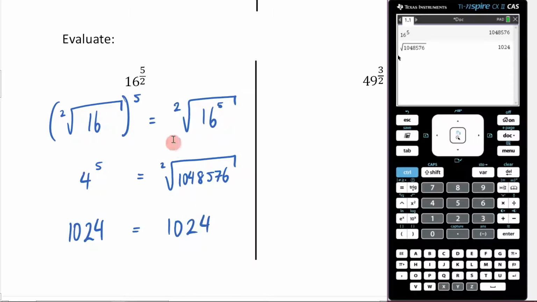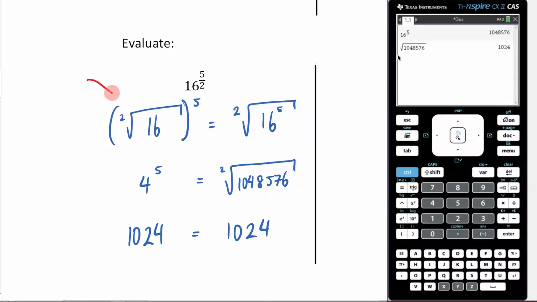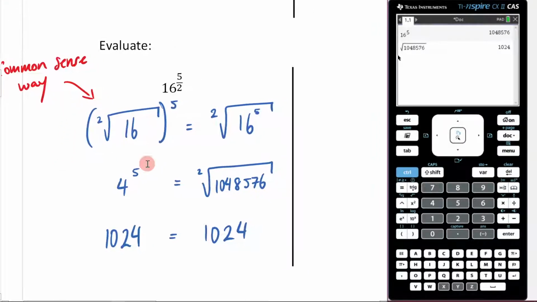So what's the more common sense way to do this? Like this. Let me write this in. Common sense. Both of them work, both of them give you the same answer, but obviously one is a more commonsensical way to do it, because once you're getting to 16 to the power of 5, not many people know off the top of their head what that is.